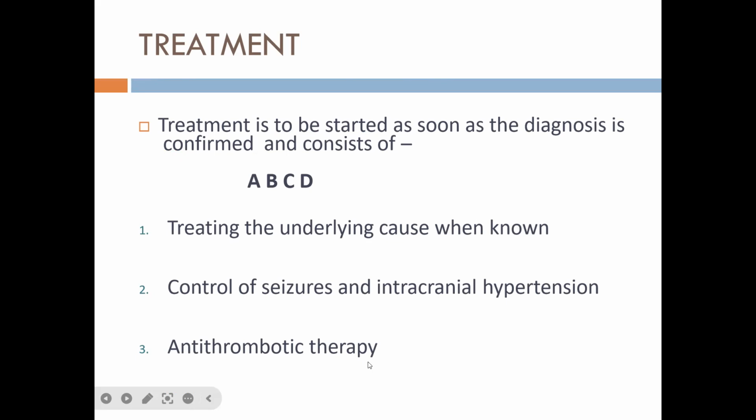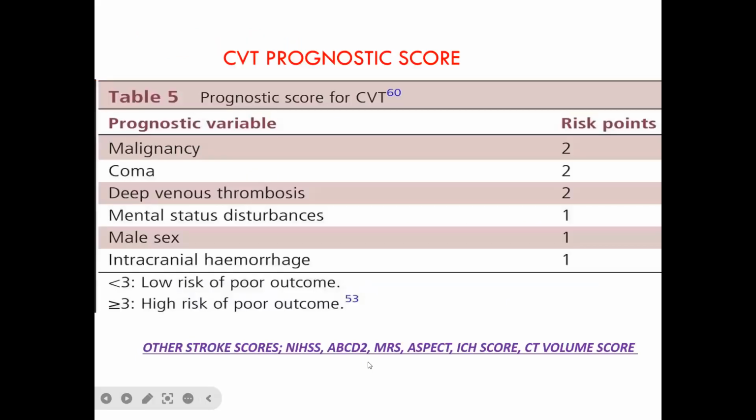Okay. Next slide. As all of you know, the stroke scores include NIHSS, ABCD2, mRS, ASPECTS, CT volume score, ICH score, and for CVT also one prognostic score is there. You should always apply it. Whenever you are writing a case paper of CVT, kindly write this prognostic score, because you can assess the patient. If a patient has a more severe score, you need to be aggressive in the treatment.